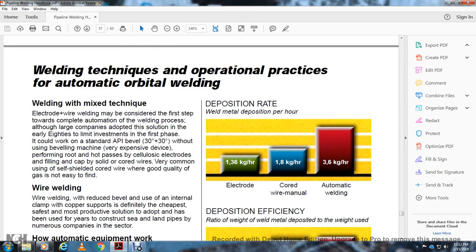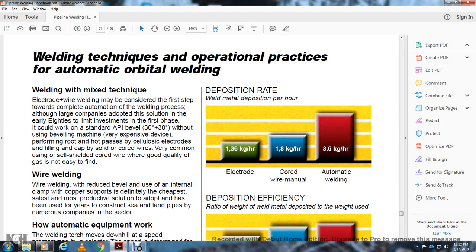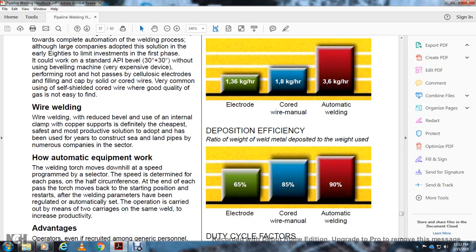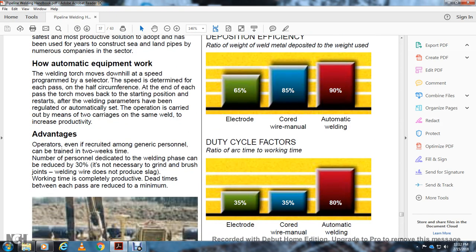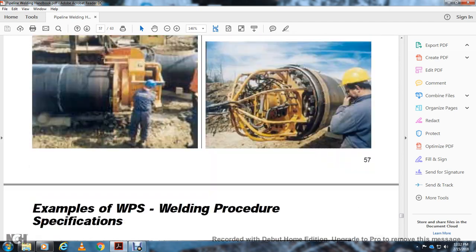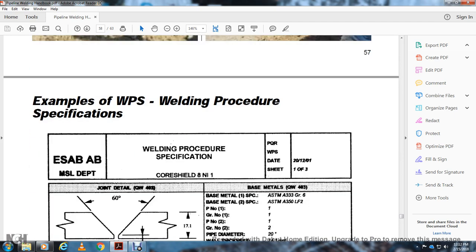Next, the deposition rate of welding: deposition per hour for electrode, cored wire, manual and automatic welding; deposition efficiency rate, the weight of deposited weld metal over the weight of material used; and duty cycle, the ratio of arc time to working time, for electrode, cored wire and automatic welding. Then it shows an example of welding procedure specifications.